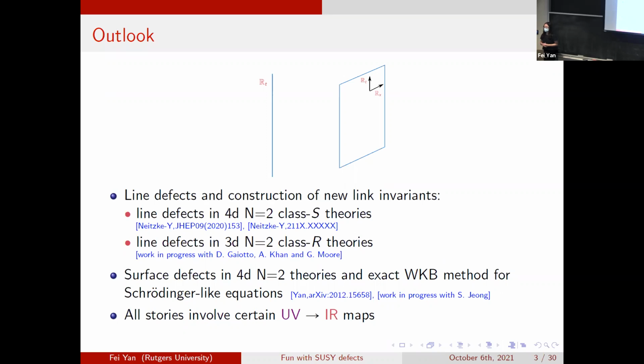I should say that in all the stories I talk about today, they always involve a certain UV-IR map, which takes a UV description of quantum field theories with insertions of these extended defects to some infrared effective descriptions, which are in general simpler. That's the motivation: by using this kind of UV-IR map, you could translate a harder problem to something more tangible, a bit simpler, in the infrared effective theory.